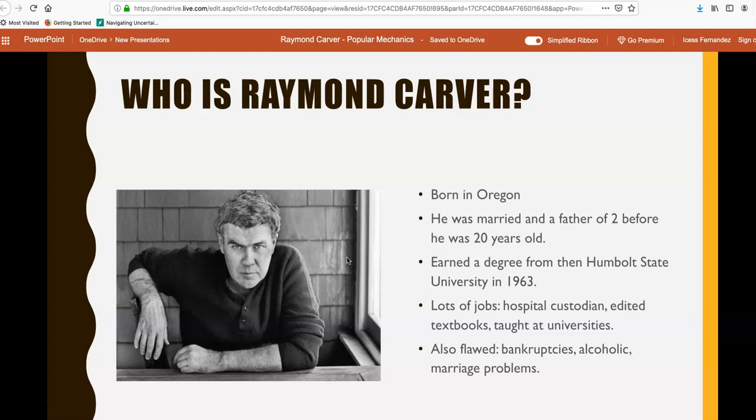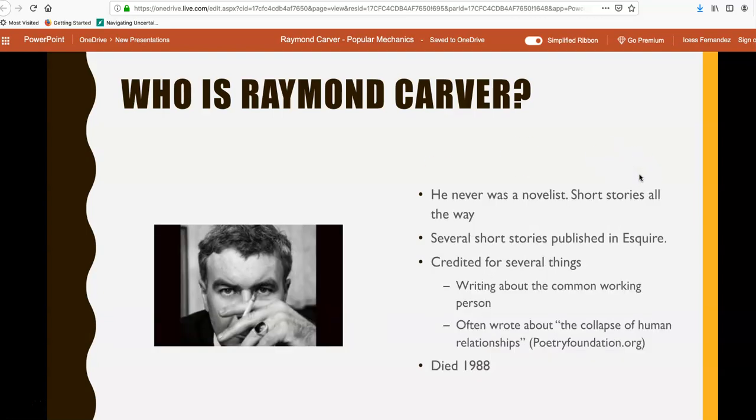He's a flawed character. He's an alcoholic, or was an alcoholic. He's had marriage problems. He's had bankruptcies. And he is not the type of person who's an Ivy League person at all. He has had many jobs, from custodian to teaching at universities. He runs the gamut here. He's your very average Joe Schmo, and writes about middle class life as he saw it in his life.